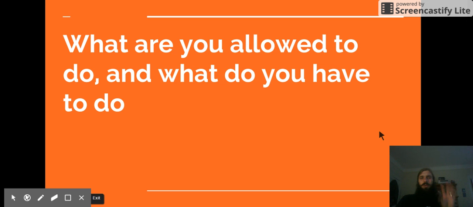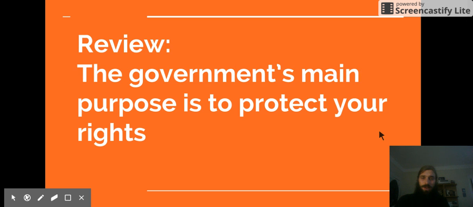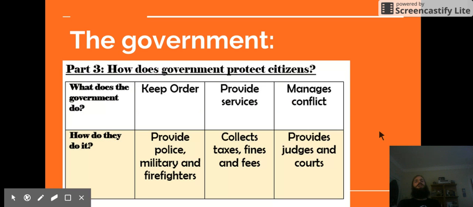So we're talking about what you are allowed to do and what you have to do. Okay, these are two different things, and we're going to talk about those today. So, to review, the government's main purpose is to protect your rights, protect your freedoms. And to do that, the government does several things. They keep order, that means they keep the streets safe. They provide services like police officers, garbage collectors, and mail people. They also manage conflict. That means that they have courts and judges to help us solve problems in safe ways.